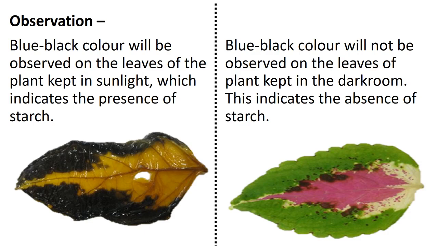After performing the following steps, this would be the observation. Blue-black color will be observed on the leaves of the plant kept in sunlight, which indicates the presence of starch. Whereas blue-black color will not be observed on the leaves of the plant kept in the dark room. This indicates the absence of starch. You can see the differences in the diagram.